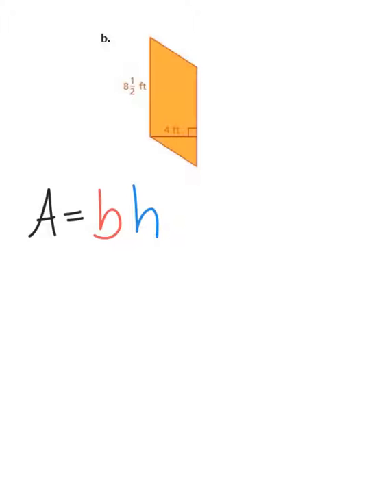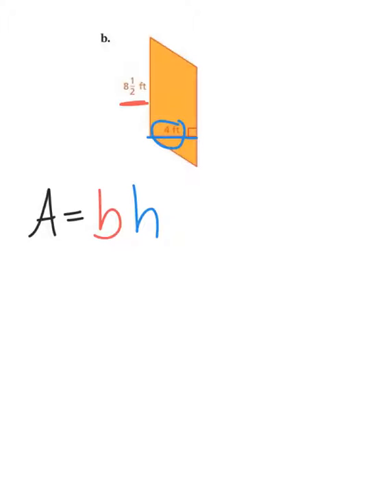For letter B on example 1, we're going to continue to use the same formula, area equals base times height, but this parallelogram is doing something a little bit different. It's almost like it's on its side. So we have to notice that the base here is actually 8.5 feet, and then the height is actually 4 feet. The reason we can tell those apart is because height is the one that's going from a base, in this case this is a base here, and this one could technically be considered a base, but they're probably the same length.